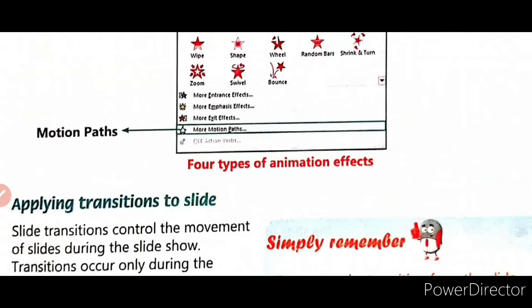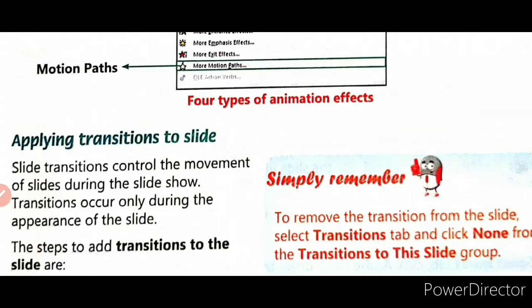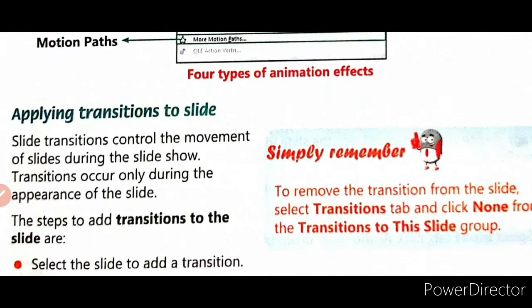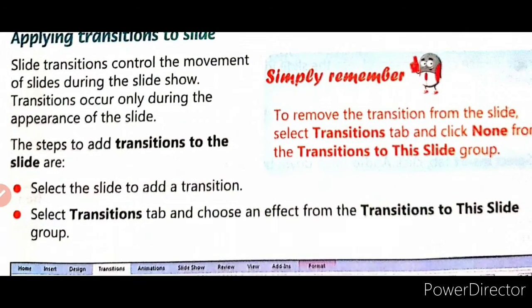Clear? So next we'll see how to apply transitions to the slide. Slide transitions control the movement of slides during the slideshow. Transition occurs only during the appearance of the slide. So see children, what are we using this transition for? It provides control to the movement of slides during the slideshow. Okay, so see the simply remember box. To remove the transition from the slide, select the transition tab and click none from the transition to this slide group.